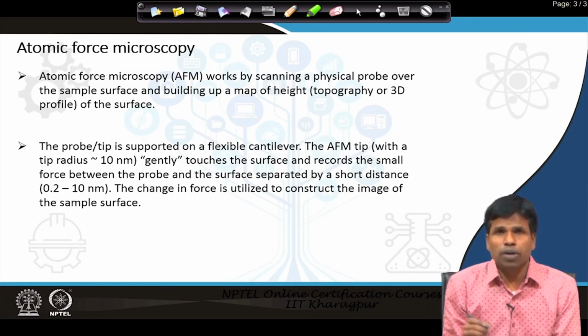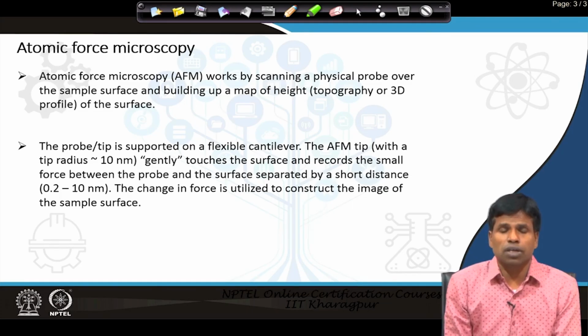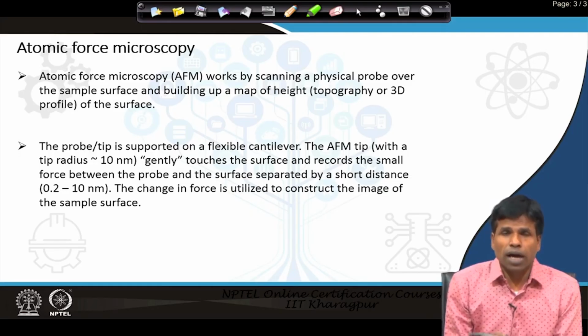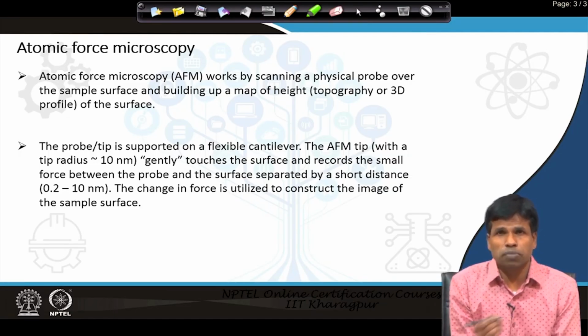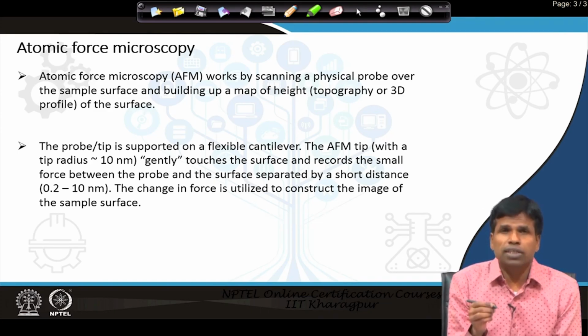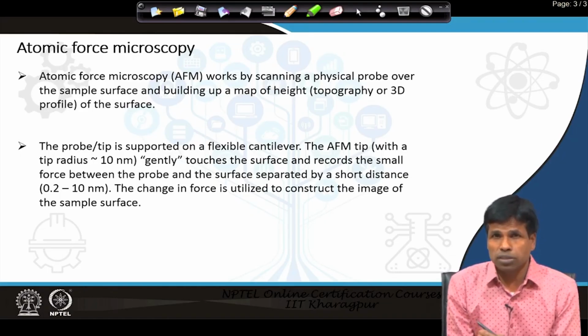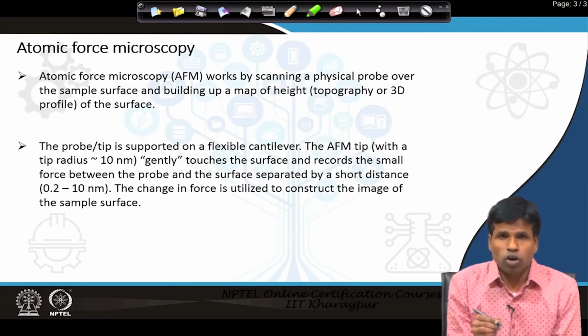The atomic force microscope works by scanning a physical probe over the sample and building a map of height, or a 3D profile, of the surface. It is done by taking a tip with a radius of around 5 to 10 nanometers. Unlike in the previous STM case, the tip does not have to be a single atom. Here the tip can be a little bigger, and it touches the surface and records the force between the tip and sample. So, the force is measured between a few atoms at the tip and a few atoms at the surface, and that force is utilized to create the image.